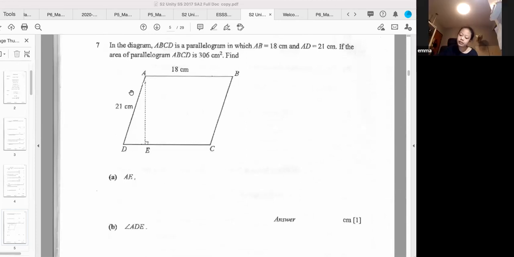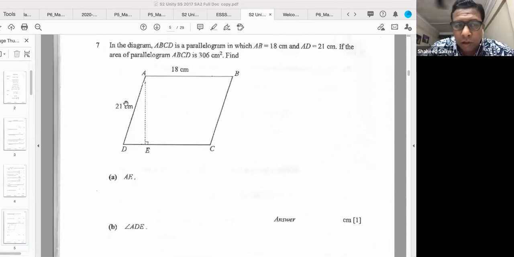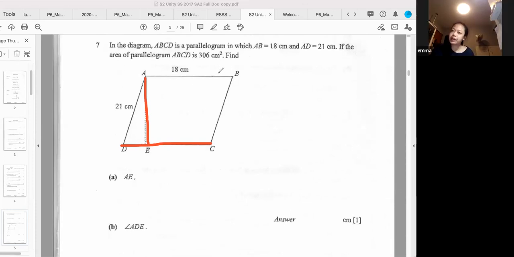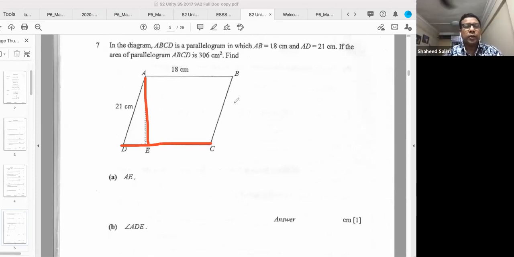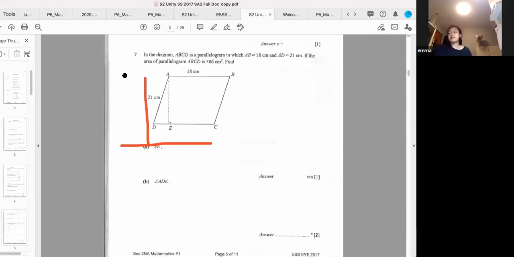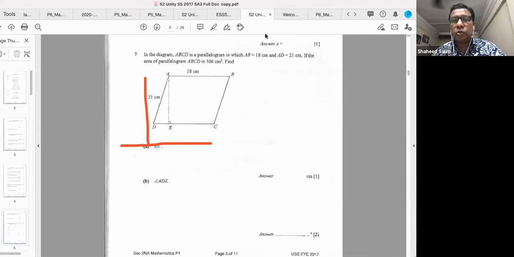The formula for area of parallelogram is base times height. It's like a triangle. So the base is here, the height is here. Base times height will give you area of parallelogram. 306 divided by 18. Yeah, that's it. You will get your height, which is 17.